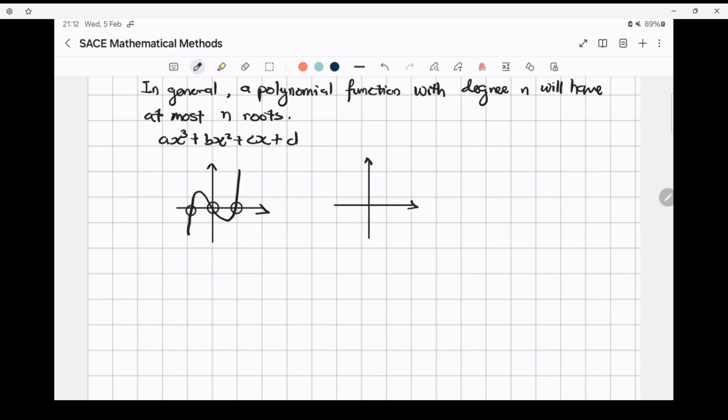So if let's say you are intersecting at only 2 points, it means that there is one repeated root. So this will be intersecting 2 points. Or you can just be intersecting at 1 point.